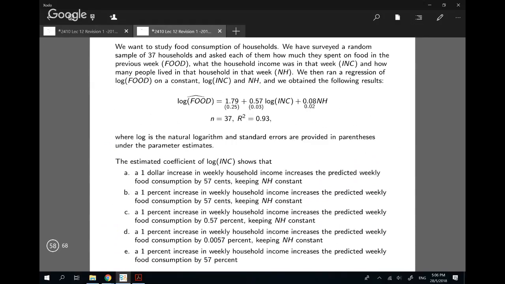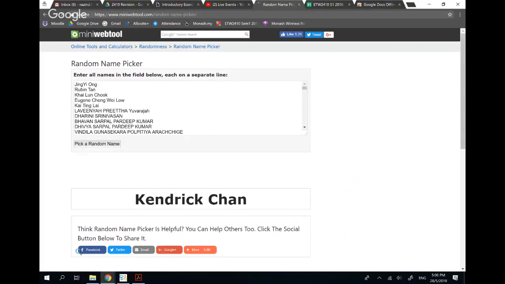So food consumption. We have about, I think, 10 more questions. The estimated coefficient of log income shows that, this is quite easy, isn't it? Interpretation. C.